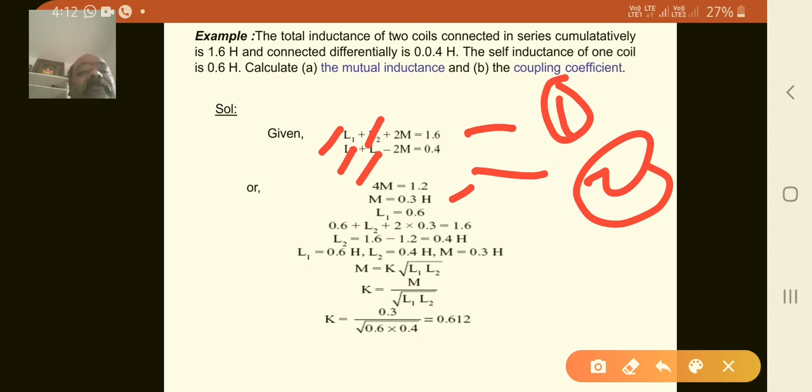Once you have the values of L1 and L2, you can find the coefficient of coupling, indicated by K. K is equal to M by root L1 L2. M we already found as 0.3, divided by root of L1, 0.6, into root of L2, 0.4. So 0.3 divided by the square root of 0.6 into 0.4 is equal to 0.612. That is the coefficient of coupling. Generally the coefficient of coupling is always less than 1, that is, between 0 and 1 only.